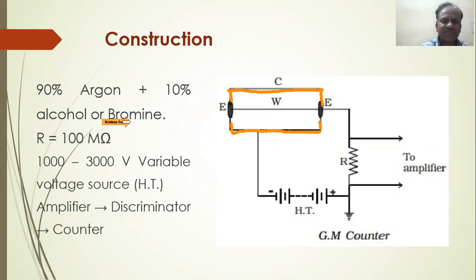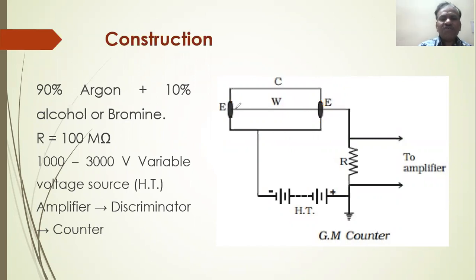The gas is there at very low pressure. This is the gas mixture: 90% argon and 10% bromine gas. Next.